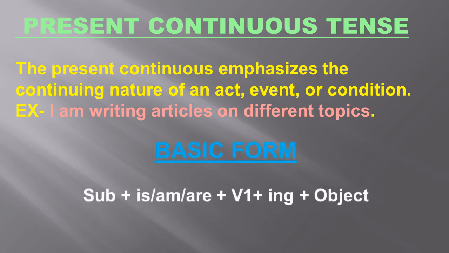Its basic form is subject plus auxiliaries. Which auxiliaries? Is, am, are, plus first form of the verb plus ing plus object. So this is the basic form of present continuous tense. Now here we have used the auxiliaries is, am, are. Now is will be used with singular subjects, am will be used with I only, and are is used with plural subjects.